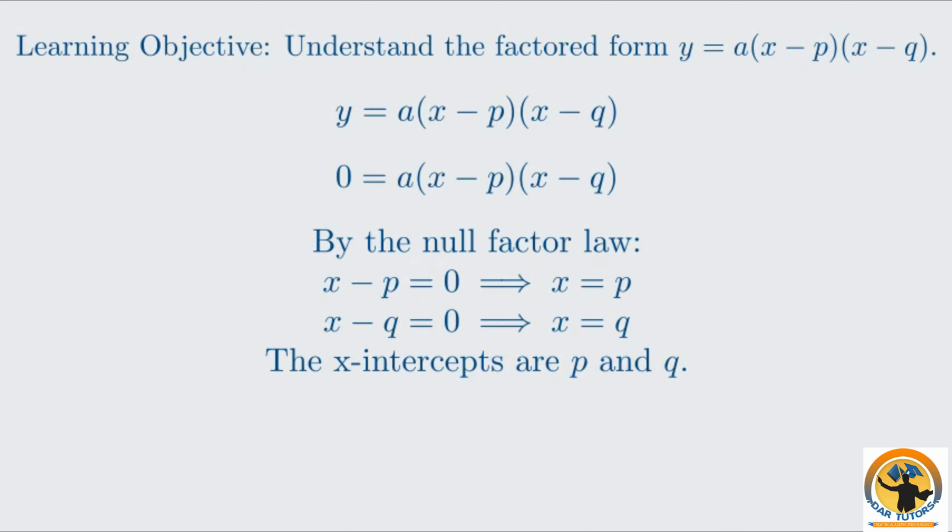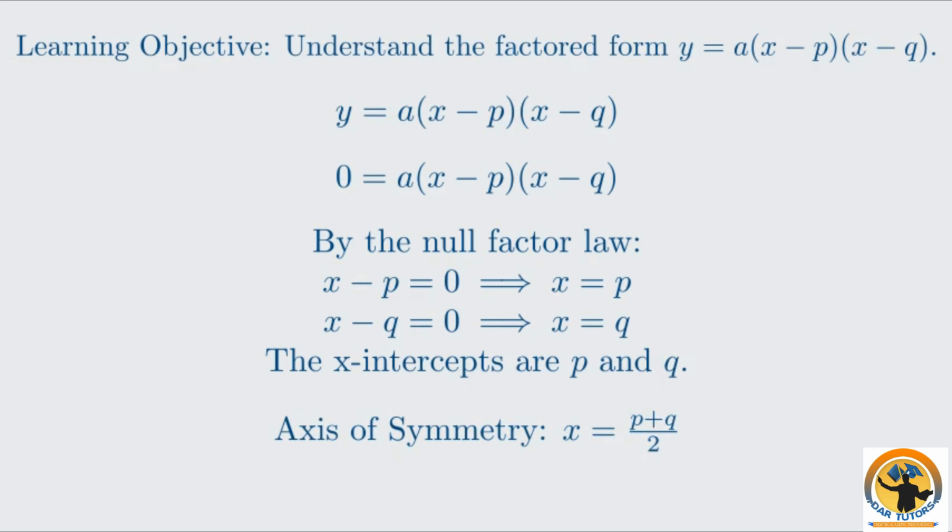Remember, the axis of symmetry is always midway between the two x-intercepts. So we can find the equation of the axis of symmetry by taking the average of the intercepts. x equals p plus q all over 2. The vertex will have this same x-coordinate.